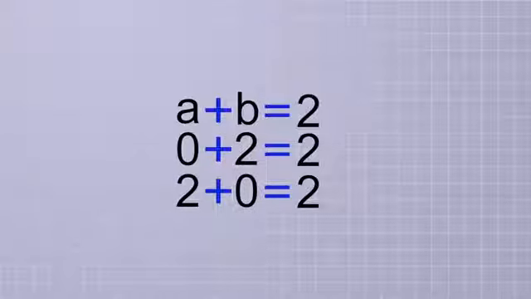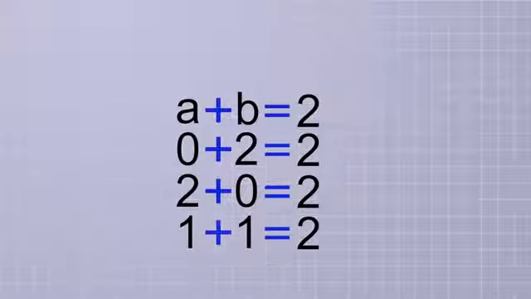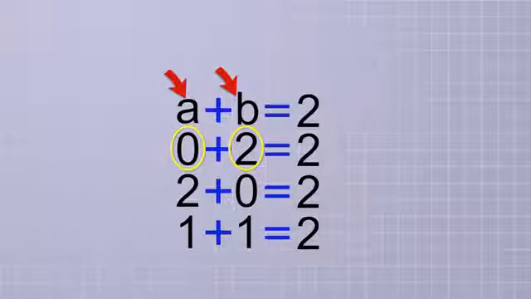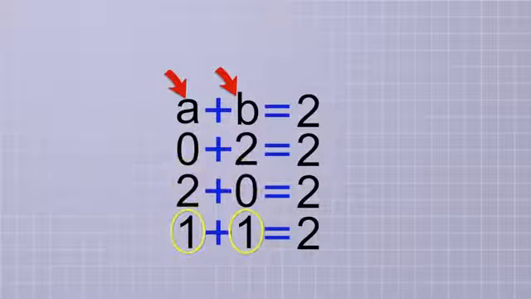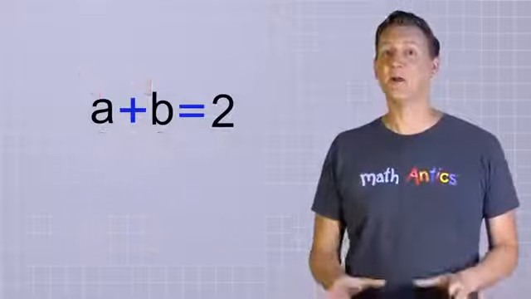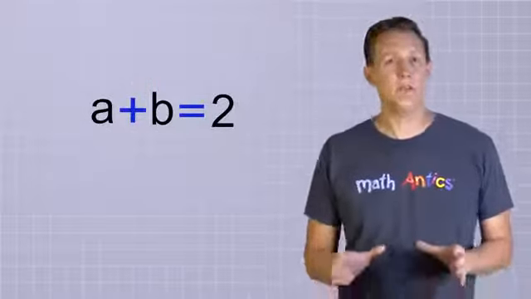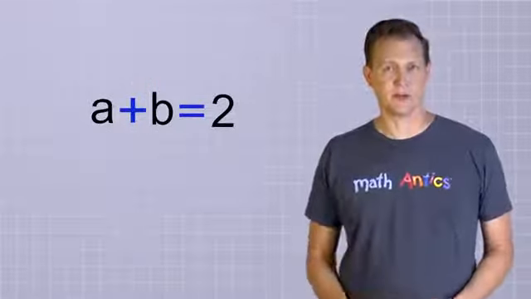But there's another possibility. If a was 1 and b was also 1, that would make the equation true, right? So even though a and b are different symbols and would usually be used to represent different numbers, there are times when they might happen to represent the same number. Oh, and this problem can help us understand something very important about how symbols are used in algebra.